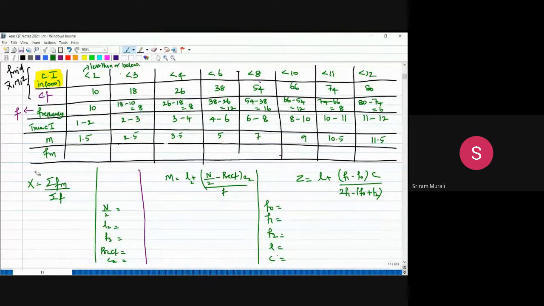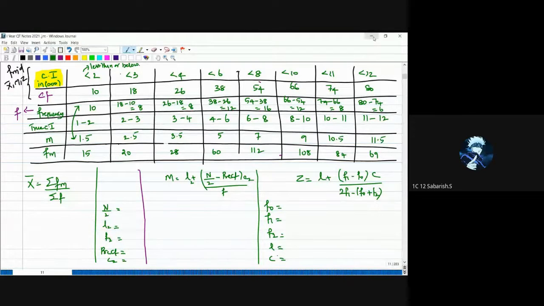What is the first one to be found? Arithmetic mean. What is the formula for arithmetic mean? Sigma Fm by sigma F. What is your requirement? F into M. That is why we are computing Fm. F is here, M is here. Multiply these two. So this will become 15, 20, 28, 60, 112, 108, 84, 69. Have you understood?